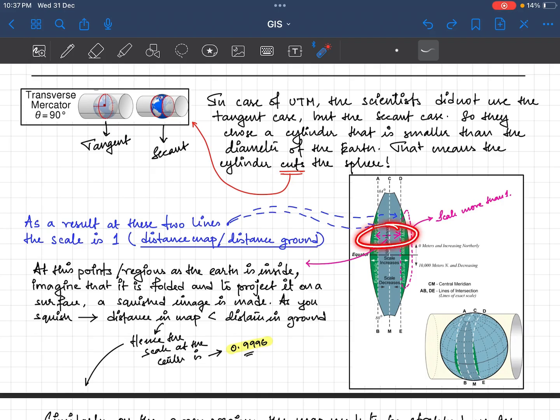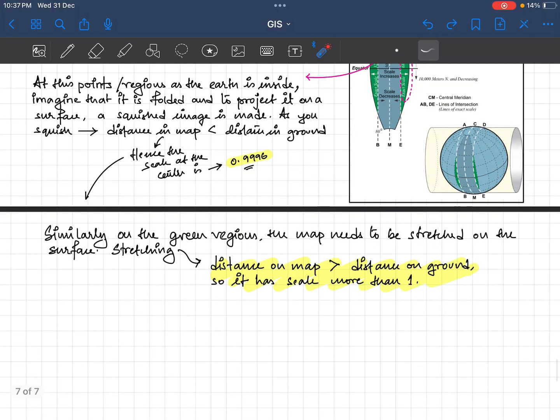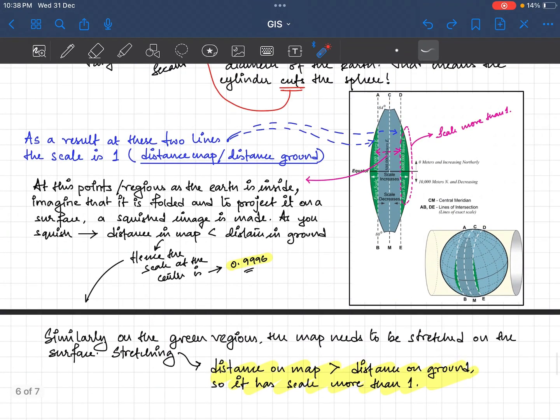So basically, at this region, all the earth is inside. Imagine that if it is folded, and to project it on a surface, a squished image is made. As you squish, the distance on the map is less than the distance on the ground. Hence, the scale at the center is 0.9996, that is less than 1. Similarly, on the green region, the map needs to be stretched. So the distance on the map is greater than the distance on the ground. Hence, the scale is greater than 1.